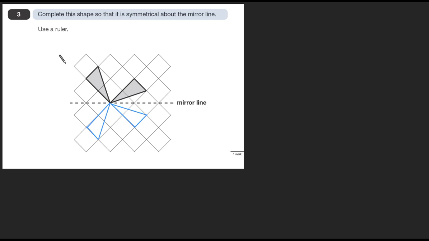If you want, you can color them to make sure that is the exact image of the one above the mirror line. So this image needs to be replicated here. How I did this point, I marked this point, because this distance has to be equal to this distance, that is the key. And this distance equals this distance, that is the key. The rest you can draw with your artistic skill.